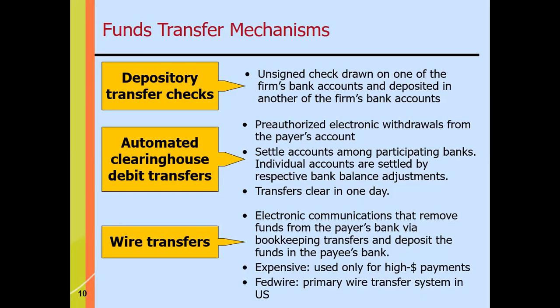FedWire is the primary wire transfer system in the US. Anyway, nowadays, again, we have our respective bank accounts wherein we can do some transfers. But I guess with huge amounts, that's why we do these wire transfers. Otherwise, you will not be allowed. There would only be a limit to certain transfers that can be considered and that can be processed immediately.